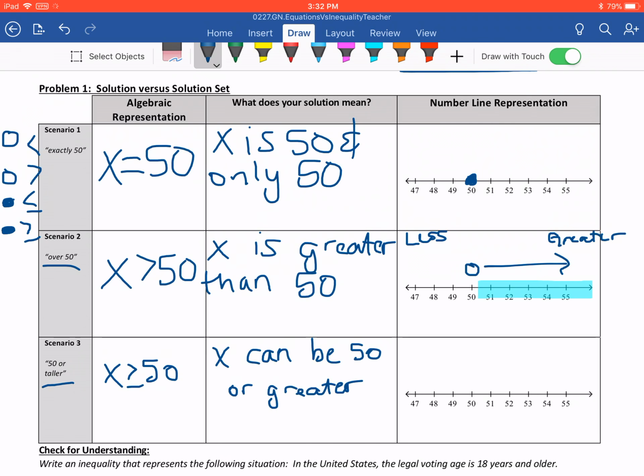So to graph this, I'm going to go back and look again. If it's greater than or equal to, my symbol should be a closed dot. So I'm going to put a dot on 50, fill it in. It says x can be greater. Which side of the number line does it get greater on? Well, same thing as before, it goes to the right. You could have also just done like a dot and an arrow this way.